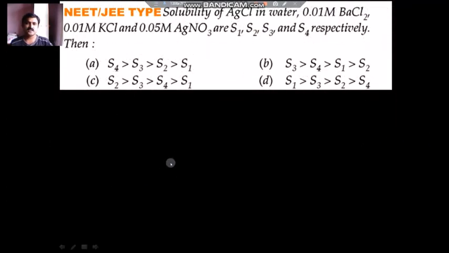Next question. The solubility of AgCl in water, 0.1 molar barium chloride, 0.1 molar KCl and 0.05 molar silver nitrate. We have to check its solubility in barium chloride, potassium chloride, silver nitrate and water.